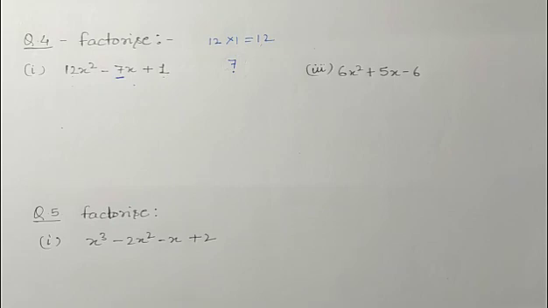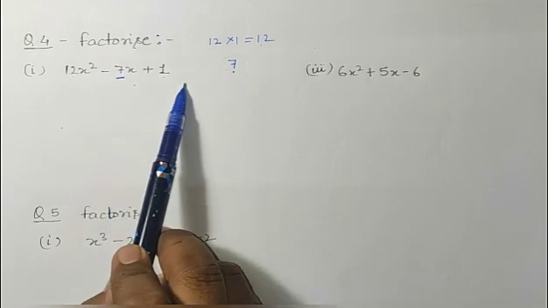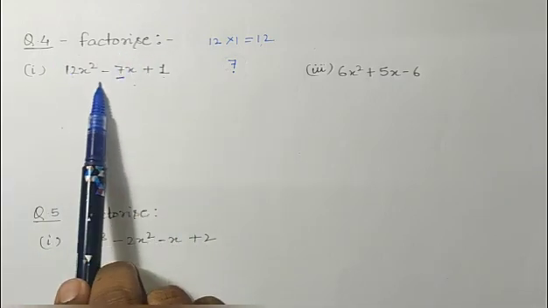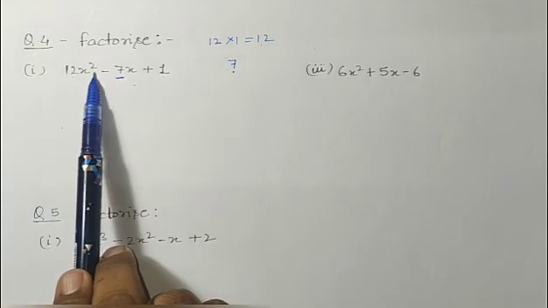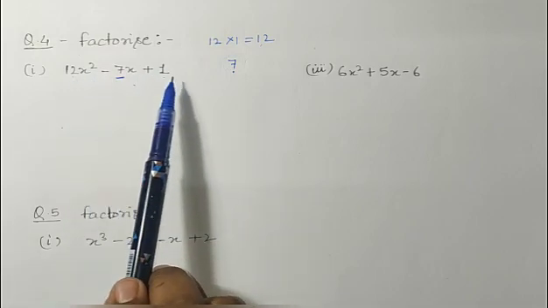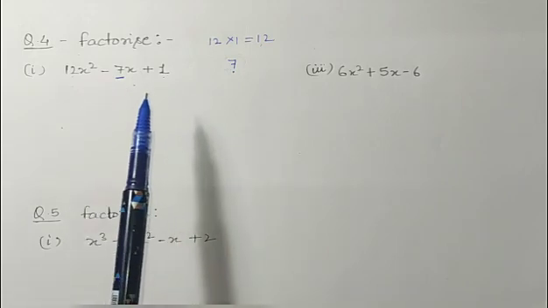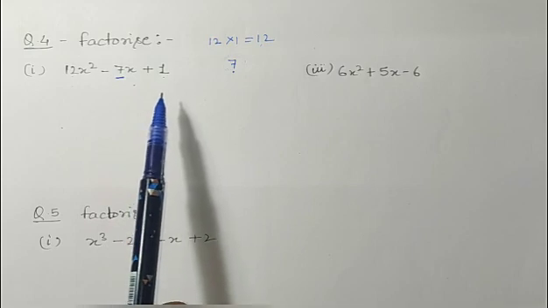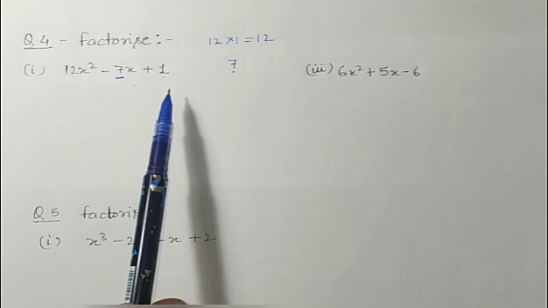Now coming to the next question: factorize 12x square minus 7x plus 1. Firstly, we'll observe what kind of polynomial it is, and here you can see the degree of this polynomial is 2, so it will be a quadratic polynomial. For questions related to quadratic polynomials, most of the time you can factorize them with the help of the splitting the middle term method. What is the method of splitting the middle term?